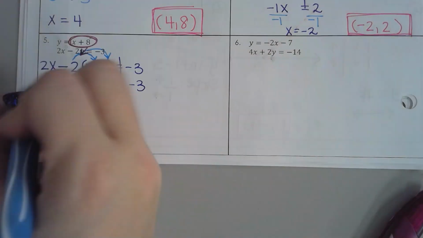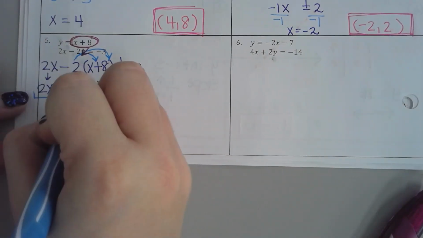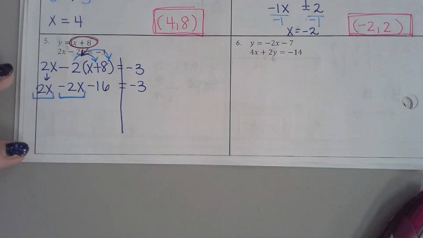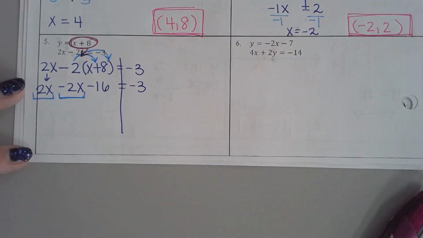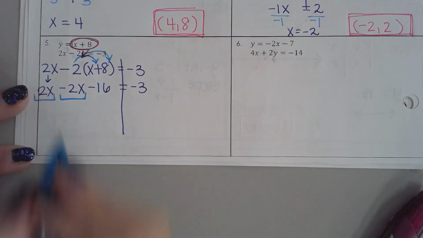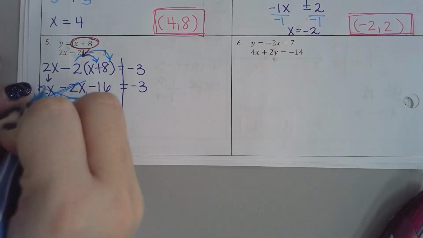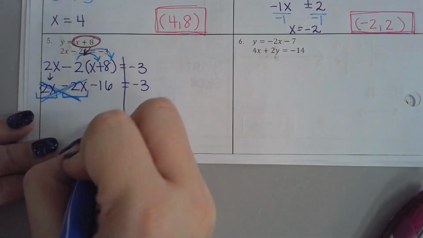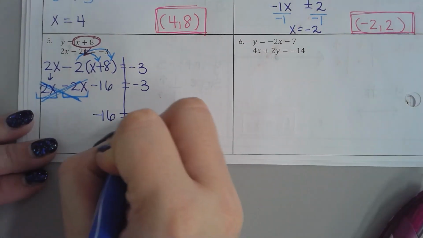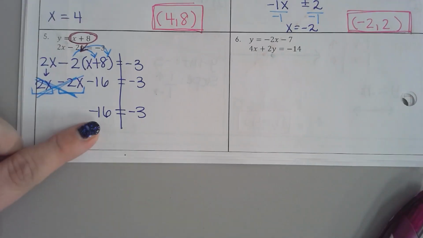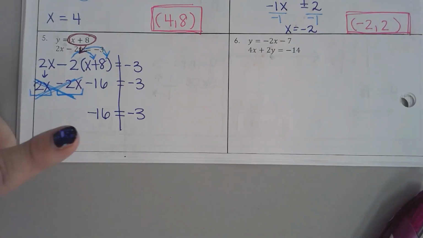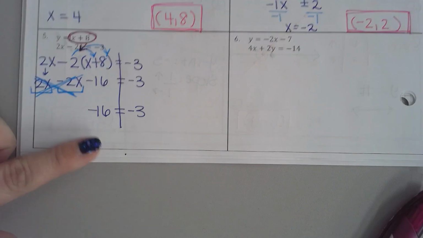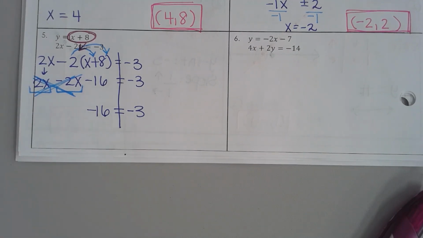So I have like terms, the 2x and the negative 2x. You get 0x. Nope, 0x is not the same thing as 1x. 0x is nothing. Those cancel out. All of the x's are gone. So you got nothing, and we're left with negative 16 equals negative 3. Is that a true statement? No solution. This is no solution.